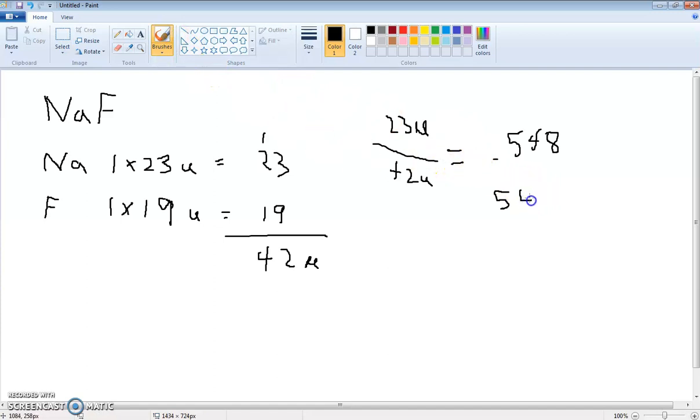Alright, so 54.8 percent. Okay, same thing with fluorine, only we're going to use the total amount of fluorine divided by the overall formula mass. So 19 divided by 42.